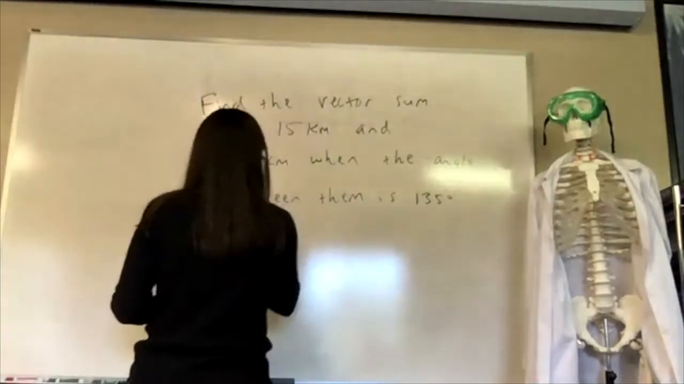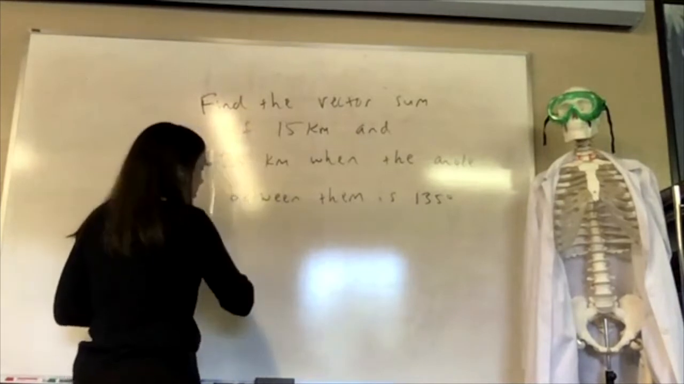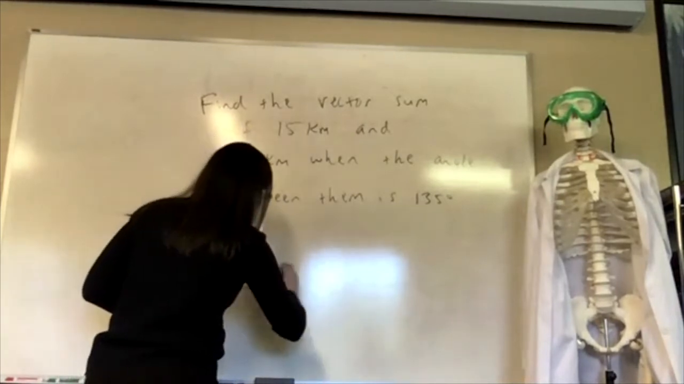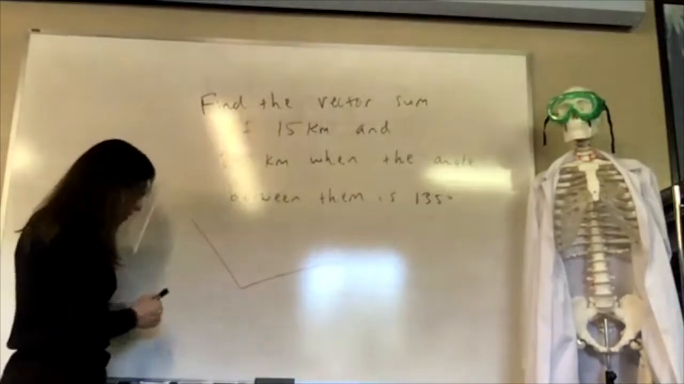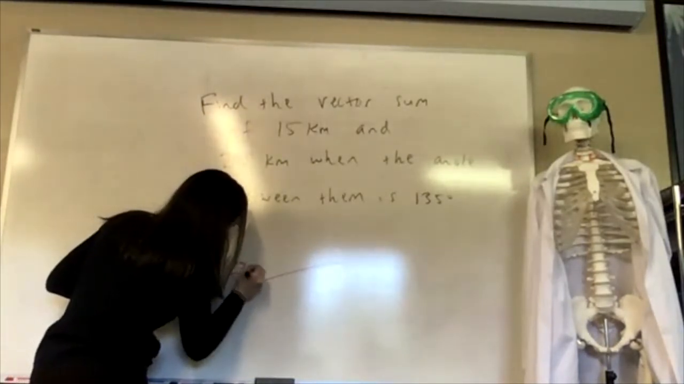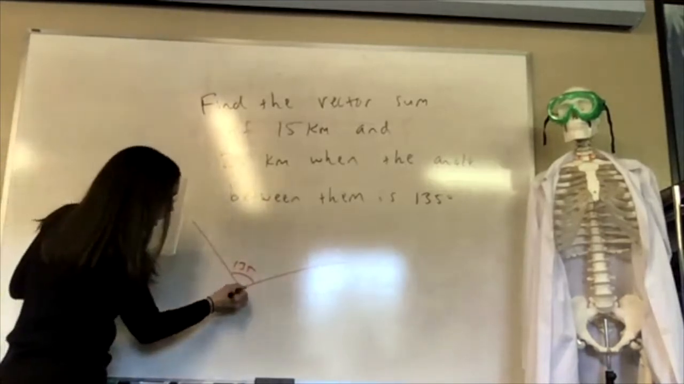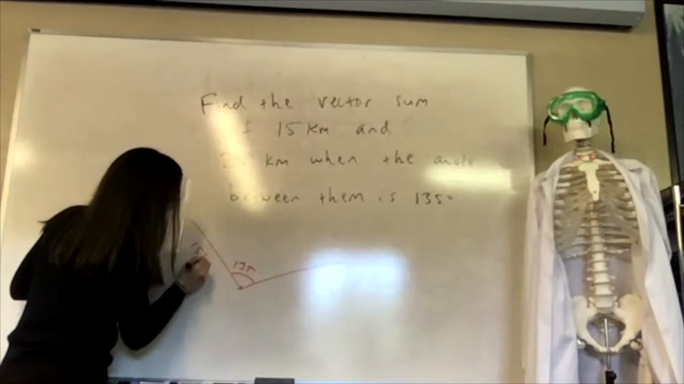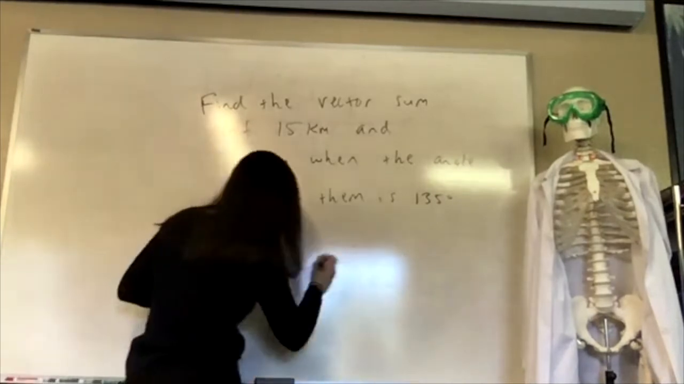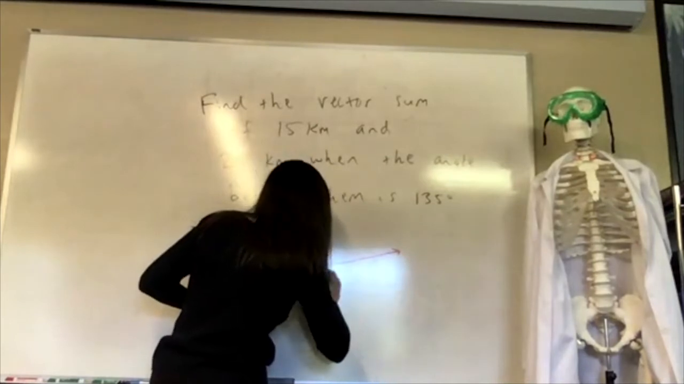So let's draw what we're looking at here. So we have 15 kilometers, and the angle is 135 degrees. So it's going to look like this. That's roughly 135 degrees. So we have 15 kilometers. This is 15 right here. 25. This probably should be a little longer than that. Maybe about right there.